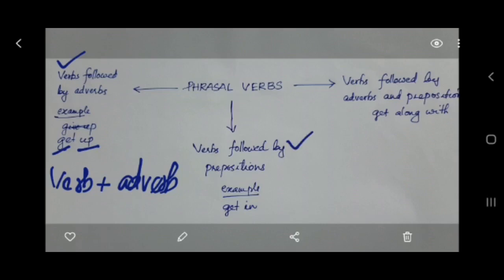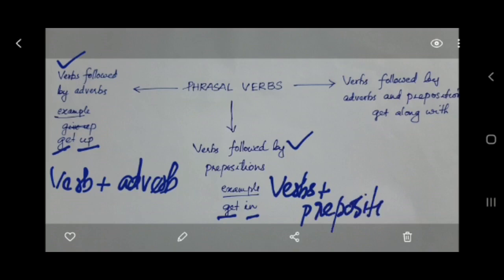Verbs followed by prepositions. Example, get in, meaning arrive. Now here get and in. Here in is the preposition. Get is the main verb and in is the preposition. That means verb plus preposition. Okay, now let's look at the third one.